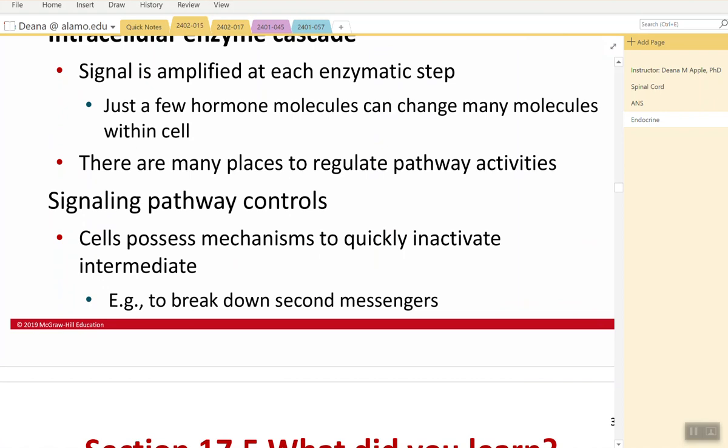Luckily, we have redundant mechanisms to control these pathways. So we can phosphorylate just as fast as we dephosphorylate. We can inactivate just as fast as we activate. So your cell can come back and shut down these signaling cascades if necessary. So again, this is always a balance.